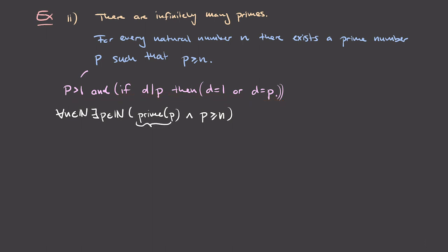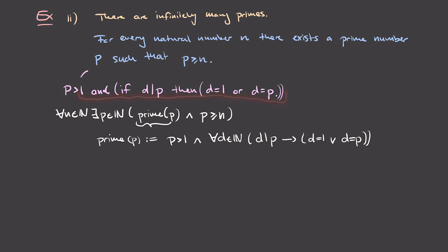So what does it mean to be prime? Well, prime p is defined to be, on the one hand, p is greater than 1. And also, I want p to not have any proper divisors. So what does this mean? Well, it means for any number d in the natural numbers, if d is a divisor of p, then d is either 1 or d is equal to p. So here you can see how I paraphrase the pink statement. The p greater than 1 stays the same, the and becomes a conjunction, and this implication here should hold for any number d which divides p, so that's why we put a universal quantifier there.